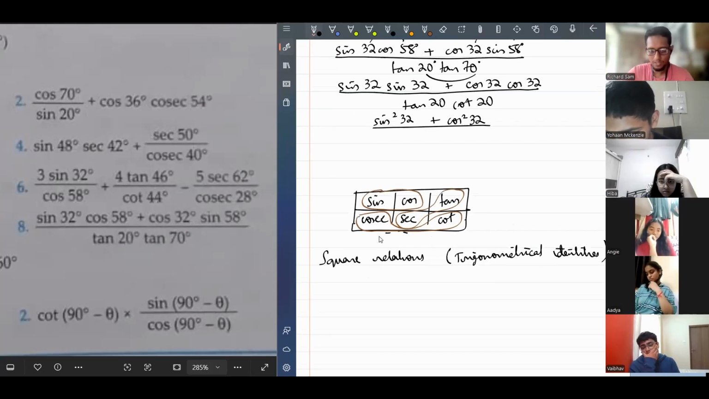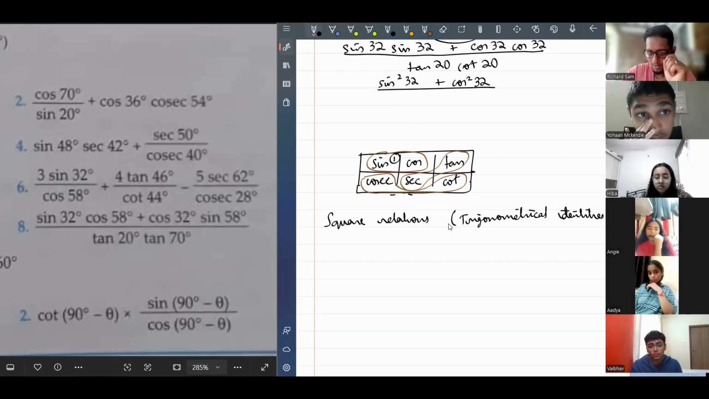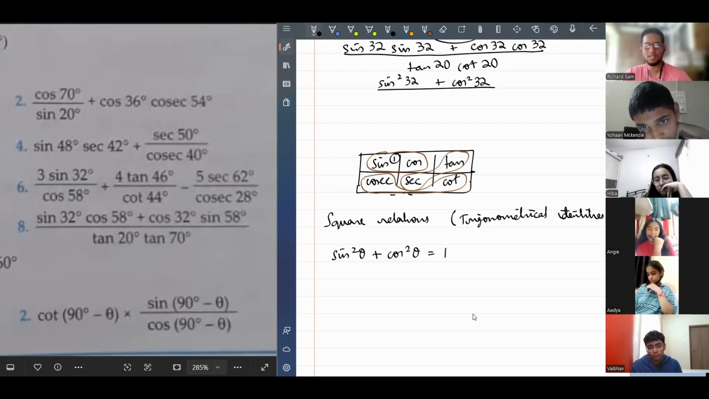Okay. Now the first relationship is between sine, cos, and 1. In that, out of the three, one of them is always the biggest. So in the relationship between sine, cos, and 1, 1 is the biggest. Keep that in mind. Okay. So the relationship is like this. Sine square theta plus cos square theta is equal to 1. Since 1 is the biggest, you have to add the other two to get 1.